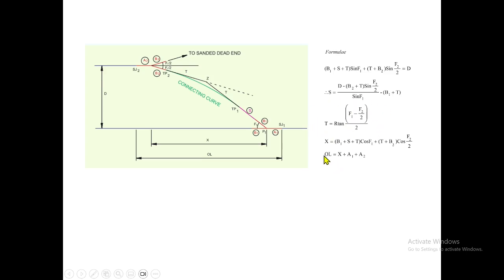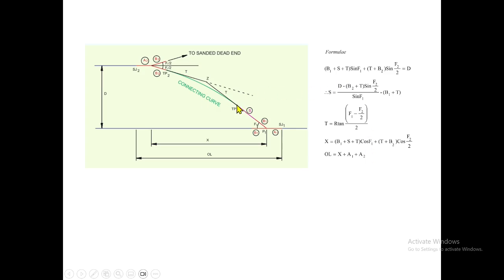Okay. Then again, as usual, we have to find out the x distance. So we use the cos formula: this triangle's hypotenuse into cos of, and this triangle's hypotenuse into cos f2 by 2. Okay, this angle will be equal to f2 by 2. So we will get the x distance, and overall length equals x plus this a1, here a2. So we get this one.